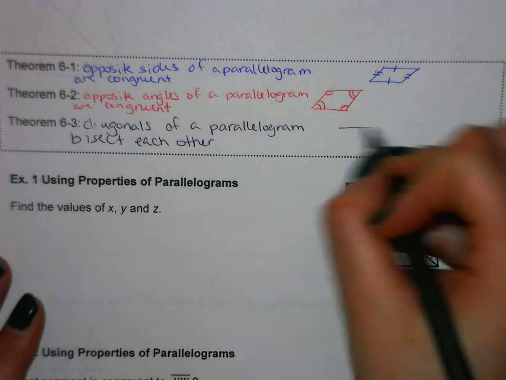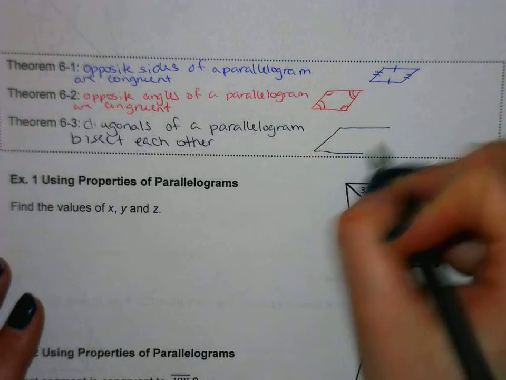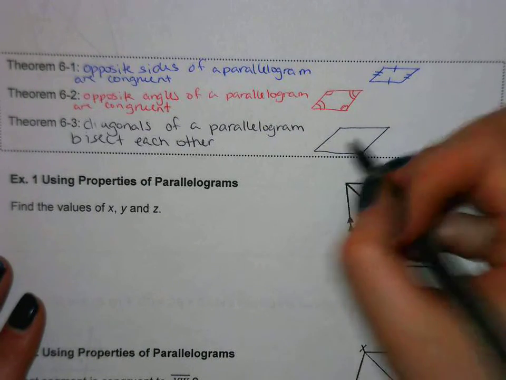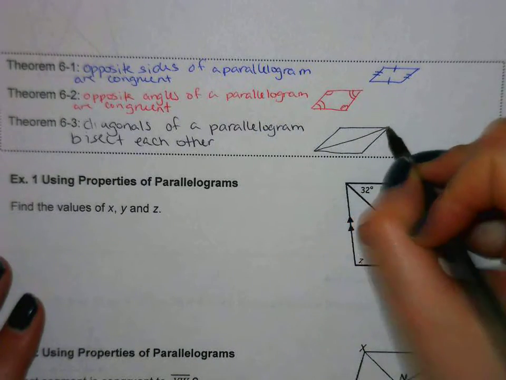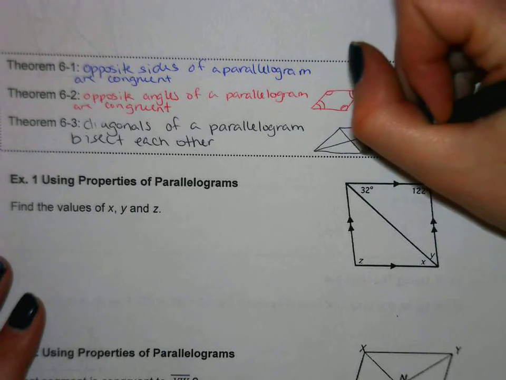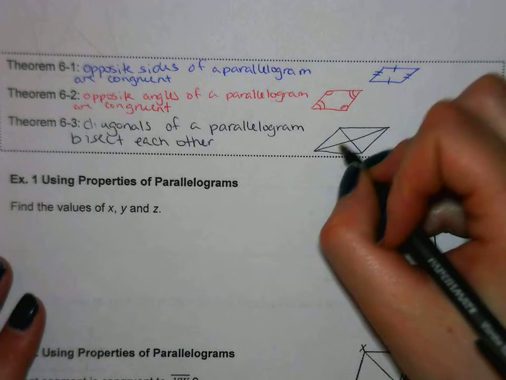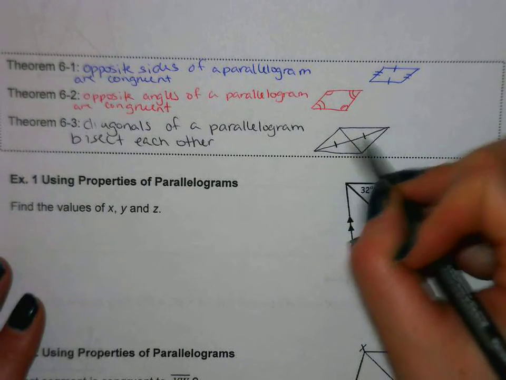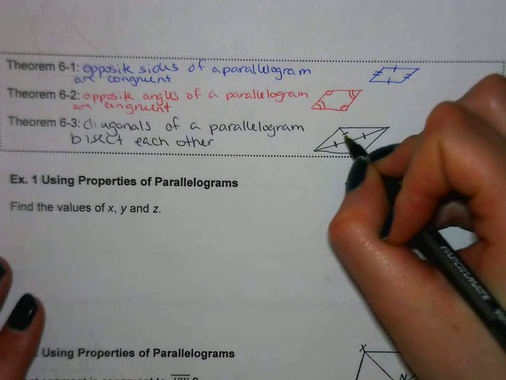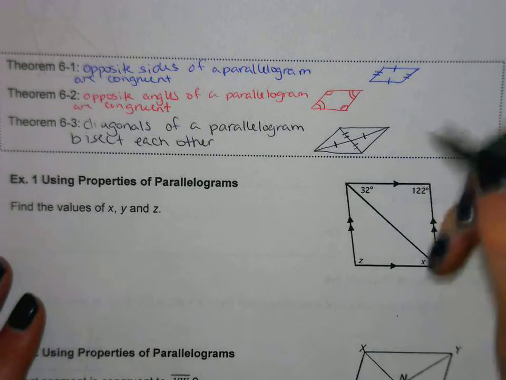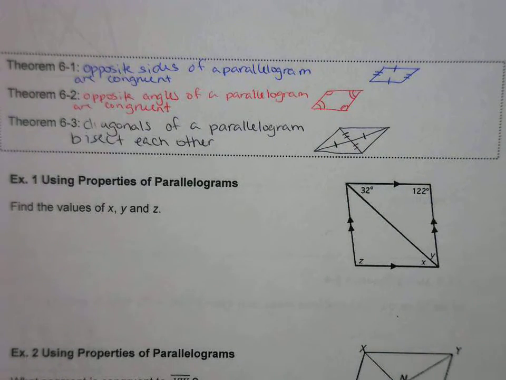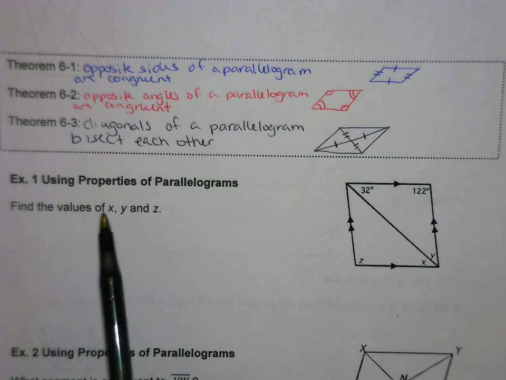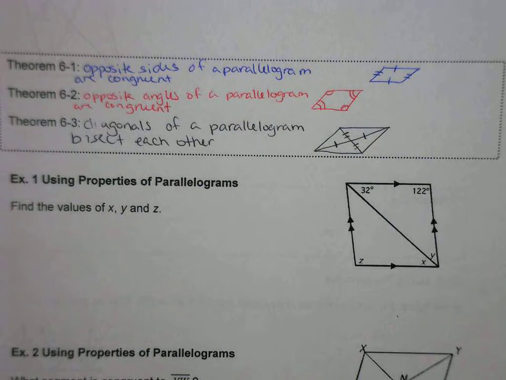So if we are looking at a parallelogram, we have our diagonals, so going from opposite angle to opposite angle. Since it bisects, it's telling us that this diagonal is cut in half, so these two pieces are congruent to each other, as well as these two pieces are congruent to each other. So those are our three properties for parallelograms that we're looking at. So based on that information, let's find the values of x, y, and z in this parallelogram.